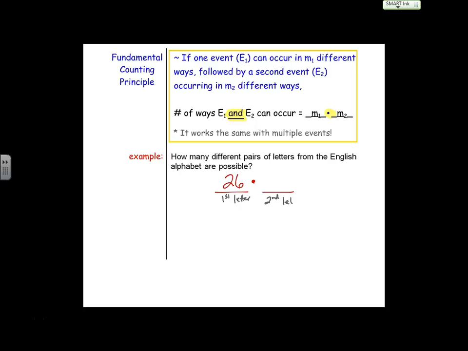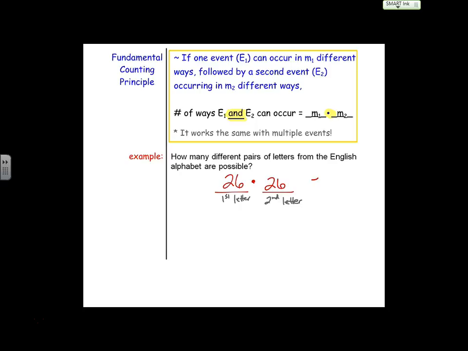Did they say anything like the letters can't be repeated? No. So we just say how many pairs? Well, we have 26 options for the first letter, 26 options for the second letter, and guess what the math does? It says, sweet, A can go with A, A can go with B, A can go with C, A can go with D, etc., and B can go with A, B can go with B, B can go with C, B can go with D. 26 times 26 adds them all up for us.